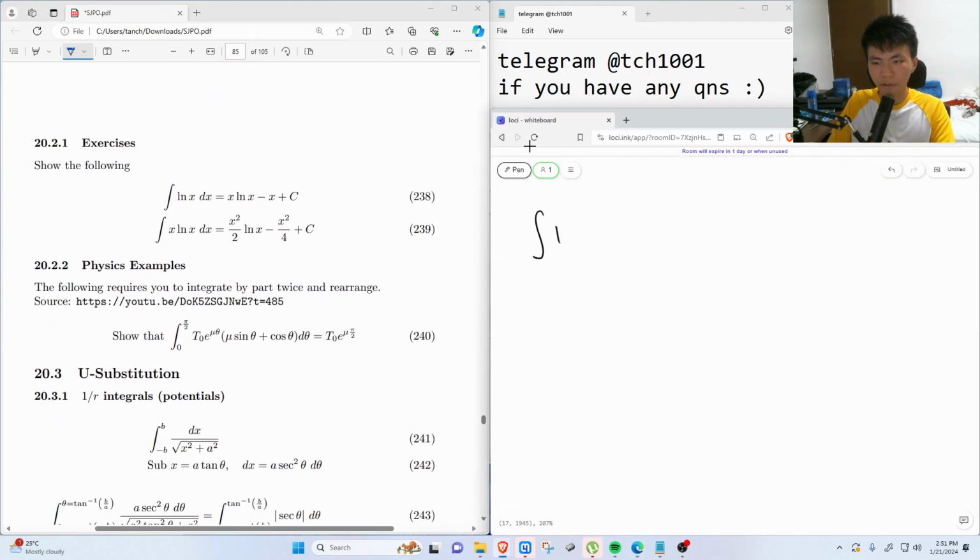If I have integral of logarithm of x dx, even though logarithm of x seems like a single function, and it's a function that we don't really know how to integrate at the moment, we can think of logarithm of x as 1 times logarithm of x. So in this case, my function f is 1, and my function g is logarithm of x. So remember, g is the function that we don't really know how to integrate, but we know how to differentiate it. Indeed, we know how to differentiate g.